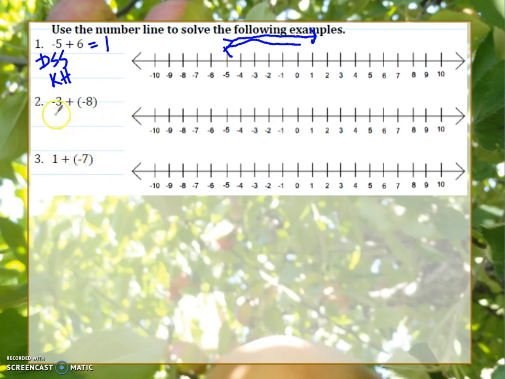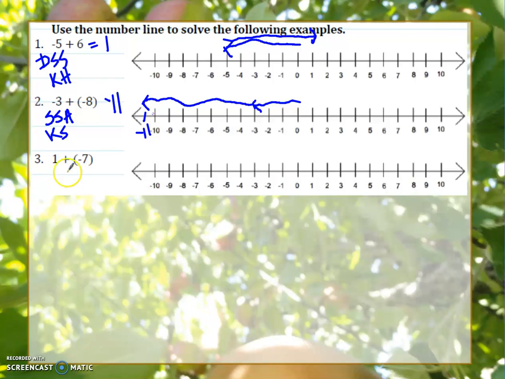Negative 3 plus negative 8. Same signs add. Keep the sign. Negative 3 plus negative 8. Add it up. Keep the sign. Get negative 11. So we're going to go to the left 3. And then we're going to go to the left an additional 8. And we're going to stop at negative 11.